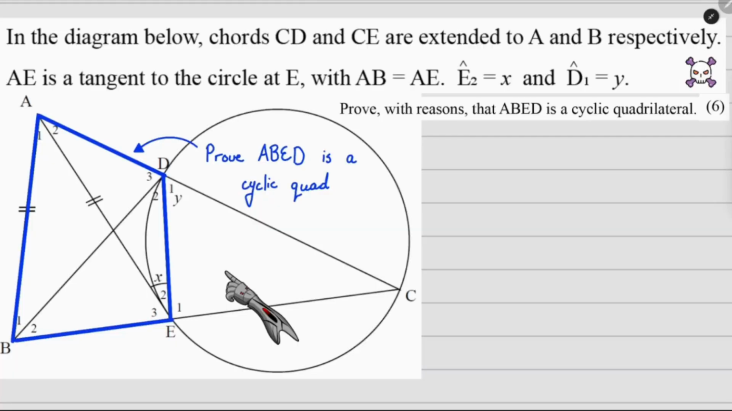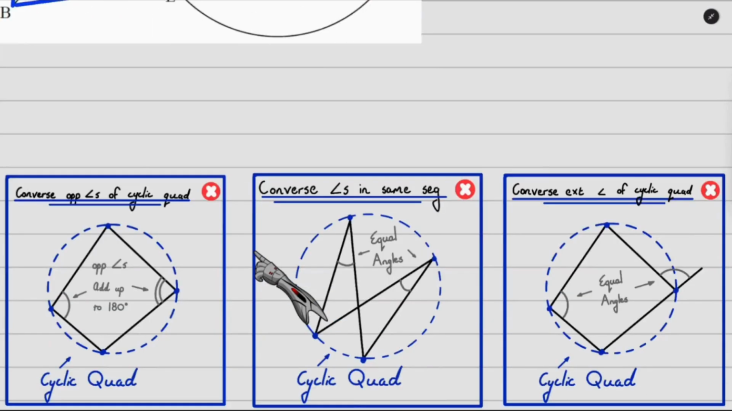Now there are three ways to prove a cyclic quad, and let's go through them quickly. I've got converse opposite angles of a cyclic quad: if I prove that the opposite angles add up to 180, then I've got a cyclic quad. If I prove that the angles inside of a bow tie are equal, then I've got a cyclic quad because of converse angles in the same segment. And if I prove that the exterior angle is equal to the opposite interior angle, then I can conclude I've got a cyclic quad because of converse exterior angle of cyclic quad.